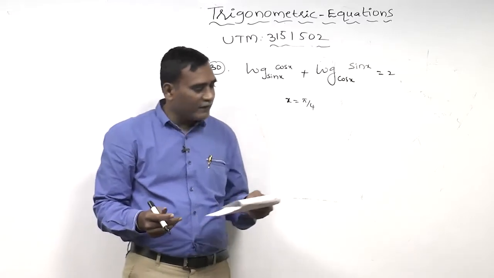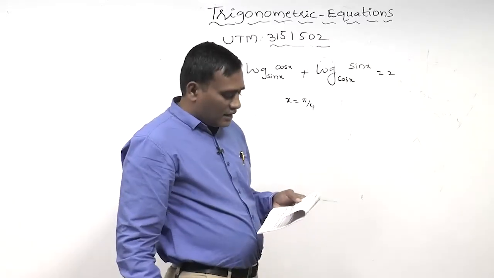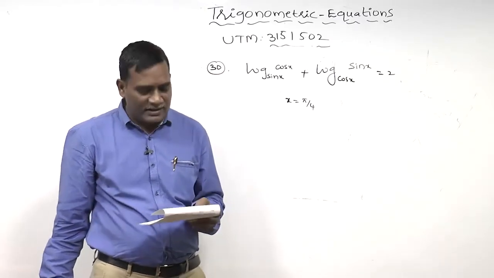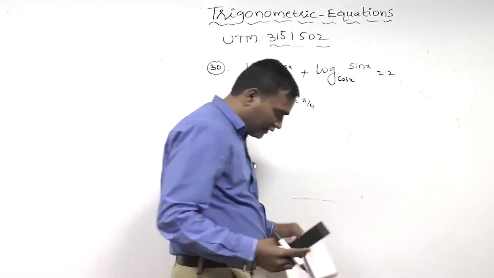Next, come to 31. Cos power 1000 x minus sin power 1000 x is equal to 1. Then what is the value of x?